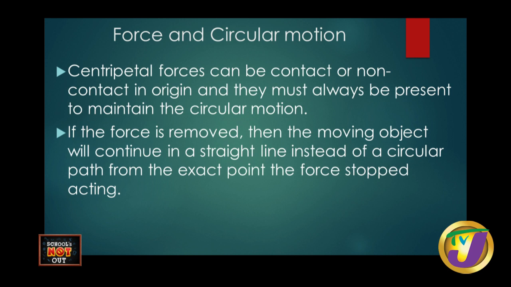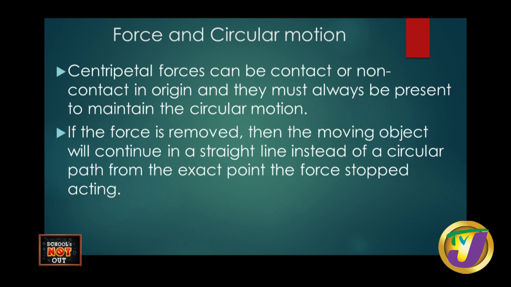Gravity pulls the moon towards the earth, and the earth towards the moon. The moon orbits the earth, and as a matter of fact, the earth orbits the sun due to gravity, and they move in a circular path. And the force must always be present to maintain the circular motion. If the force is removed, then the moving object will continue in a straight line instead of a circular path, from the exact point the force stopped acting.